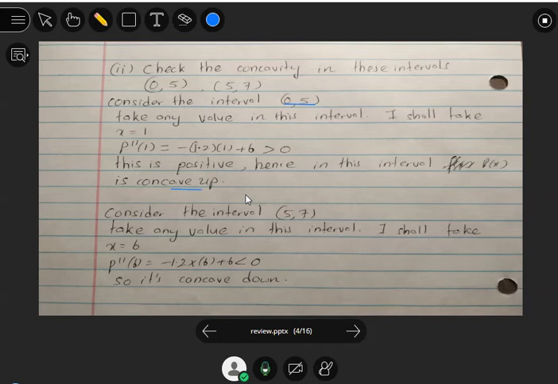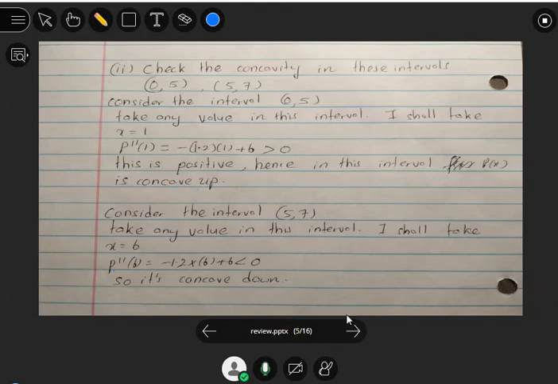For the second interval, the interval is 5, 7. Here I shall take x is equal to 6 because 6 is a value between 5 and 7. After plugging 6 into the second derivative, I obtain a negative value. So the second derivative at 6 is negative, which means that in this interval p is concave down.